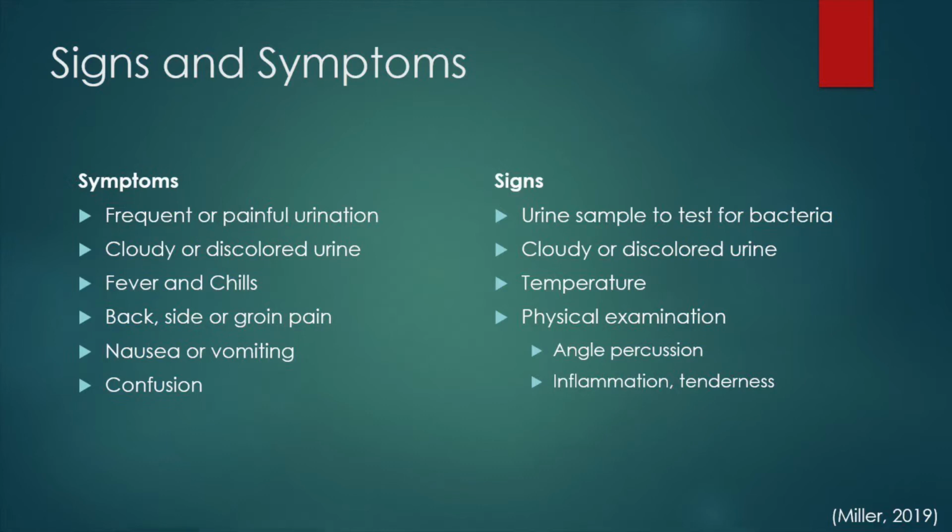The medical provider will observe different discoloration of the urine, and they will do a urine sample to test for the bacteria in the urine. They'll also take a temperature to see if an individual runs a fever, and then they might tap their back, which is the ankle percussion, to see if their kidneys hurt.